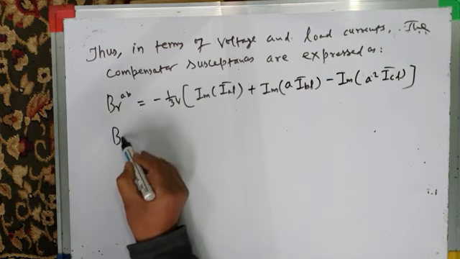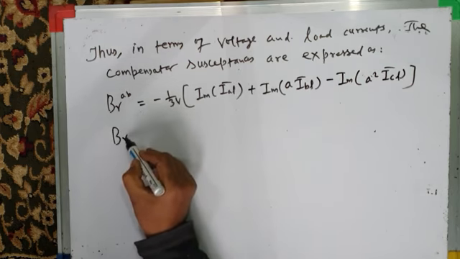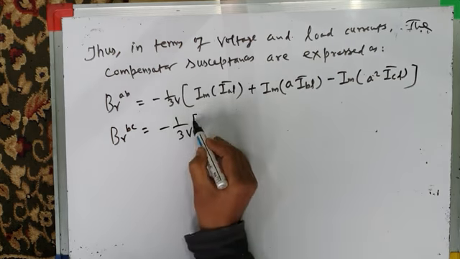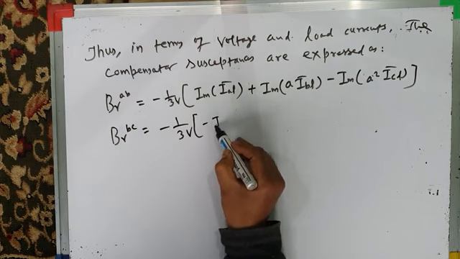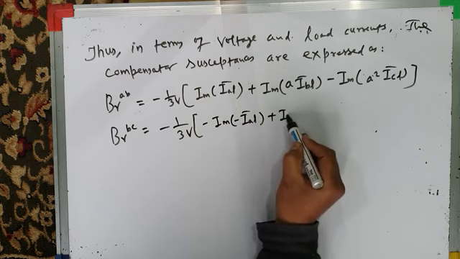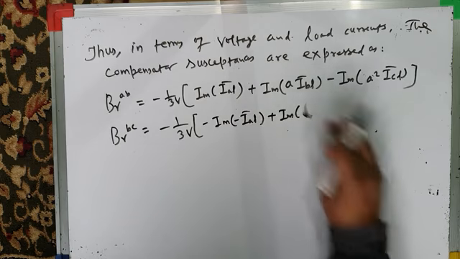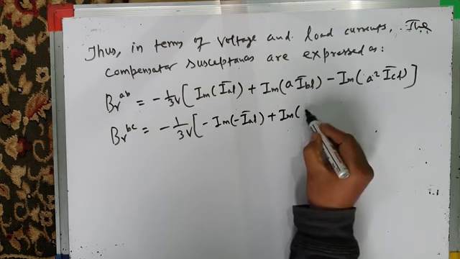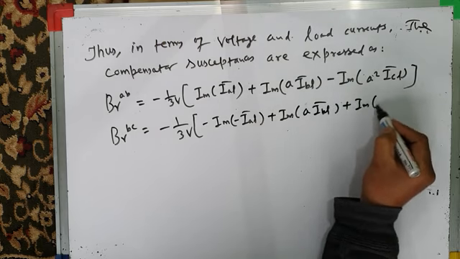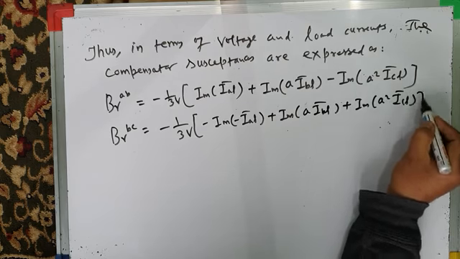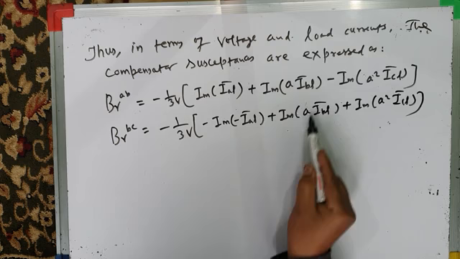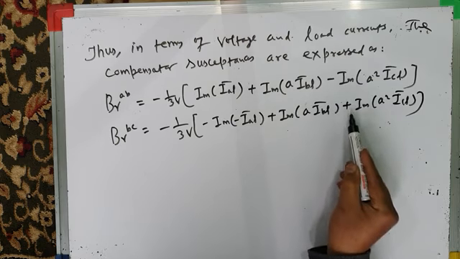Okay. Similarly, compensator susceptance B gamma BC is equal to minus 1 by 3V. You will get similar equations. Once you get one, the rest will be similar. Minus imaginary part of IAL plus imaginary part of AIBL. AIBL will remain the same. Plus imaginary part of A square ICL. What is the difference between this and this? The values remain the same. Here a minus will come and inside a minus will come. This remains the same and here a plus will come instead of minus. So it is easy to remember.